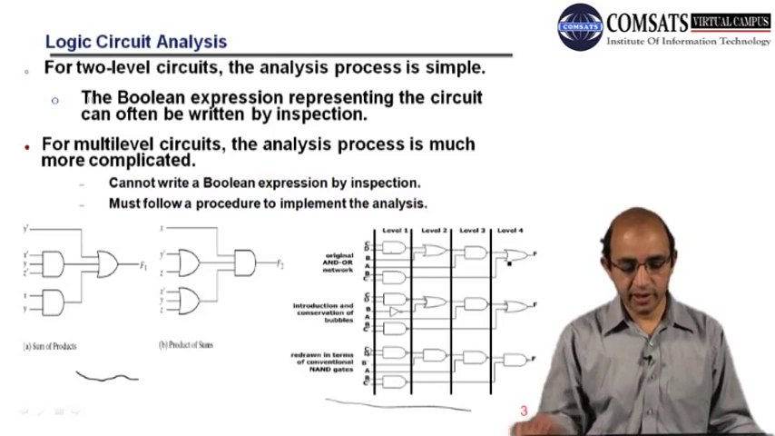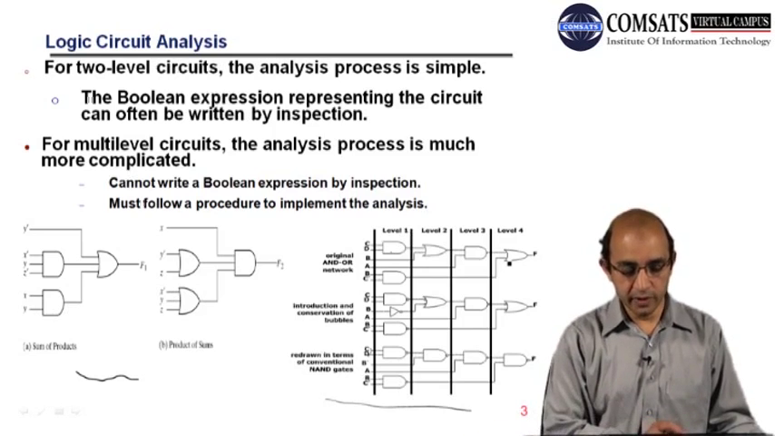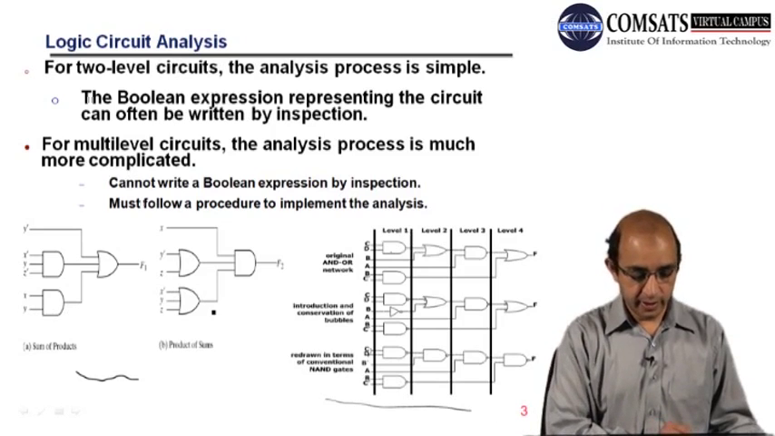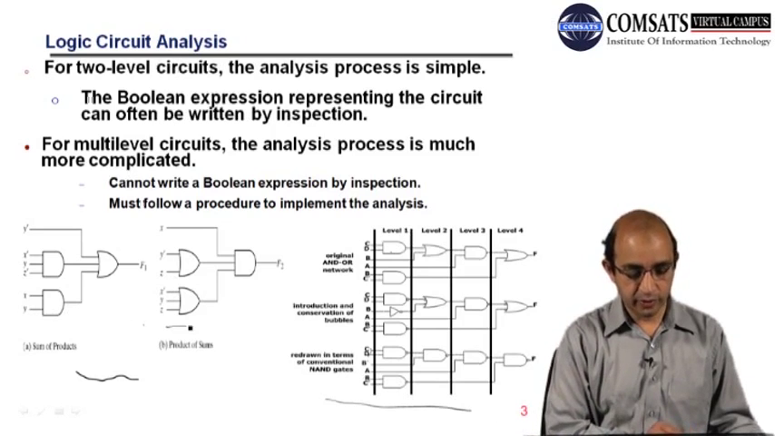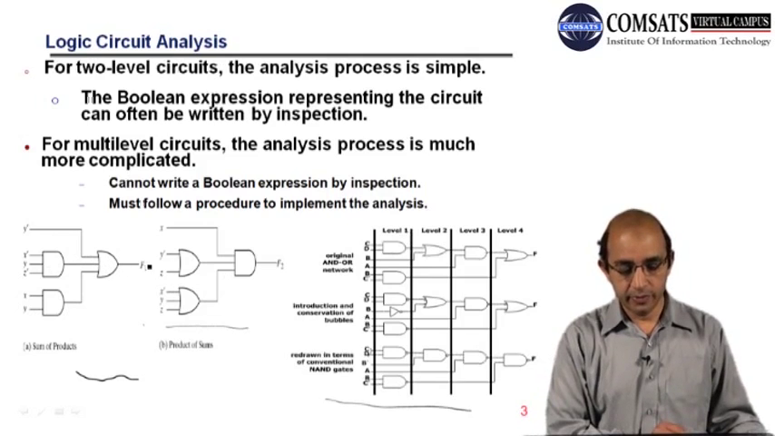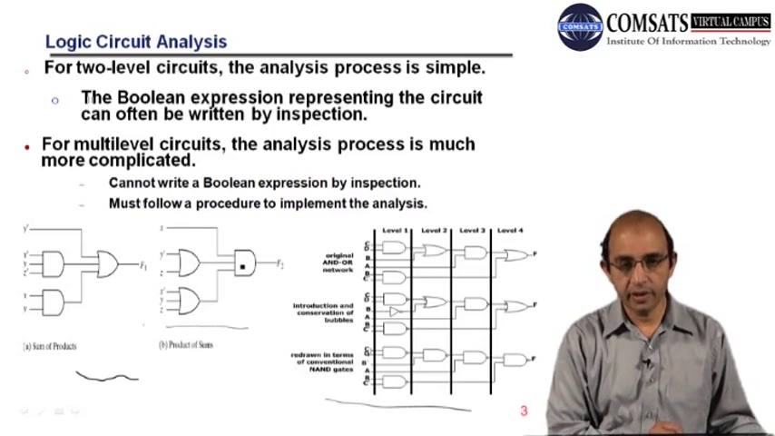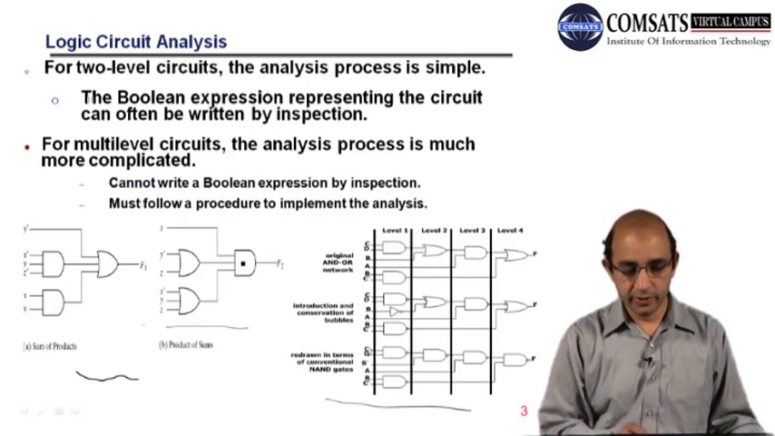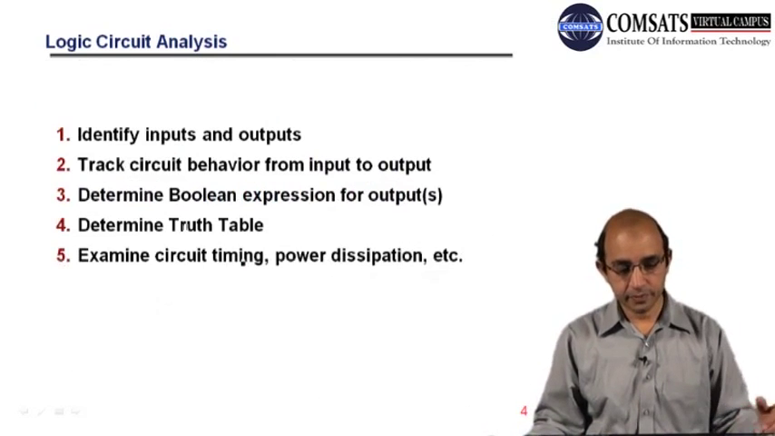So you can see that we have a two-level sum of products here, and a two-level product of sums here. In sum of products, we have the products and then the sum. Here we have product of sums: first we are summing up and then we are ANDing them, or multiplying them, taking the product of those terms. So these are different circuits.